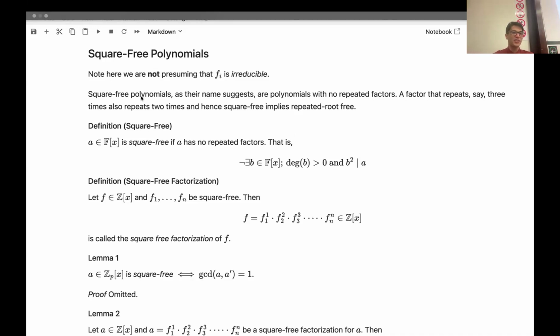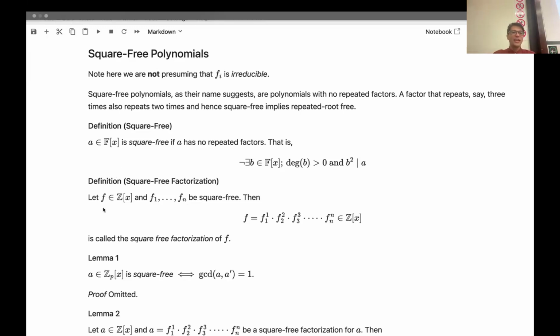Here's a technical definition. A polynomial f of x is square free if it has no repeated factors. That is, there is no b such that the degree of b is greater than 0 and b squared divides a. You can't find a polynomial which you can square which divides the original thing. And then we define a square free factorization to be this. Right? So be careful. Here I am not presuming that these f_i's are irreducible. That's basically factoring already.